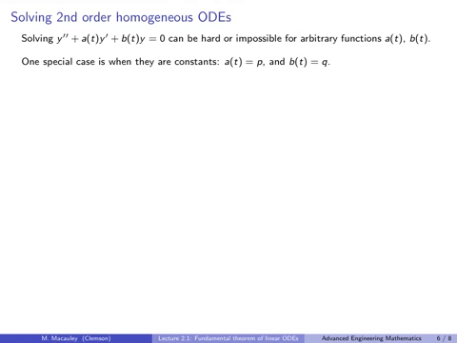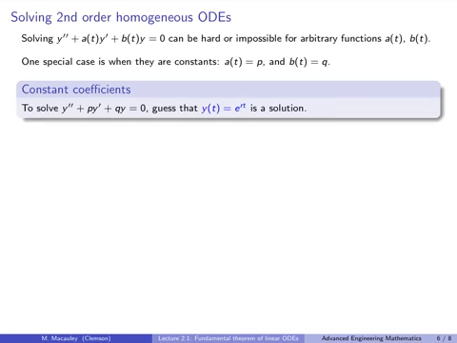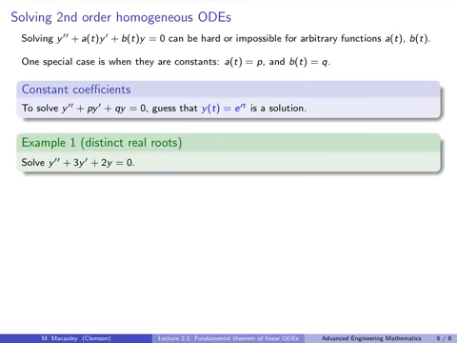But one special case that we learn first, and it arises a lot in things like simple harmonic motion, is when these are constants. So a of t is a constant p, and b of t is a constant q. So for constant coefficients, we always guess that e to the rt is a solution. And it makes sense why this would work, because you take derivatives and you plug this back in, each term we get some constant times e to the rt. So if we pick the right constant, we should get these to cancel out. We'll do several examples in increasing order of difficulty.